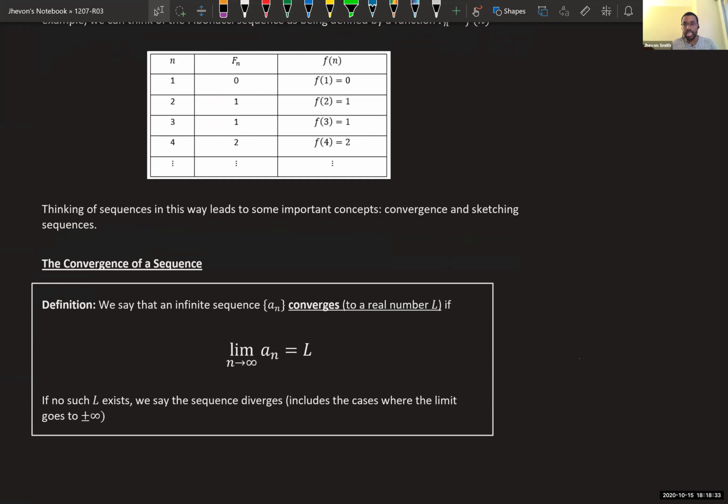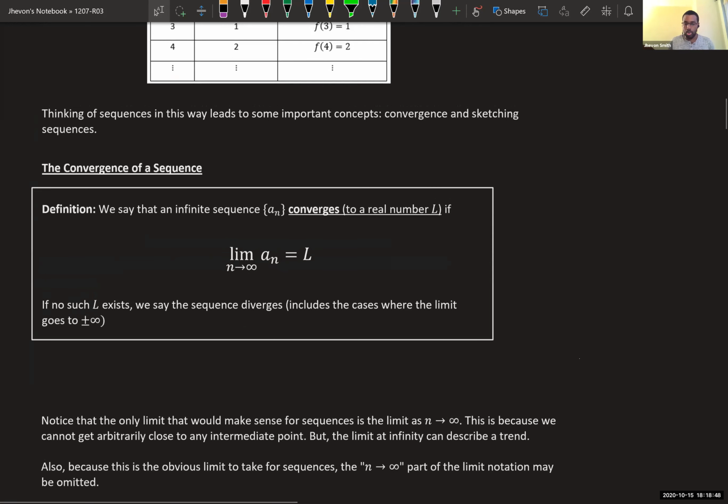So one thing that's very important when it comes to sequences is talking about the convergence of a sequence. What does it mean for a sequence to converge, and how do we actually compute it? So let's say I have a sequence an. This definition is very important. Probably want to actually take a snapshot of that.